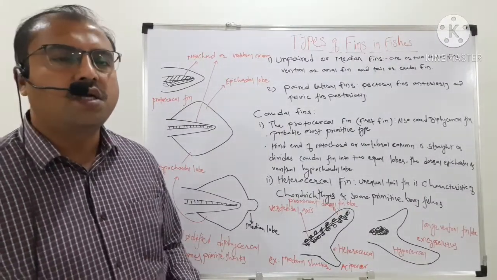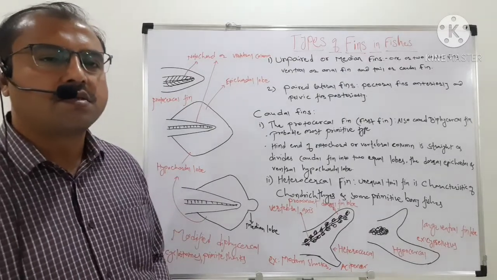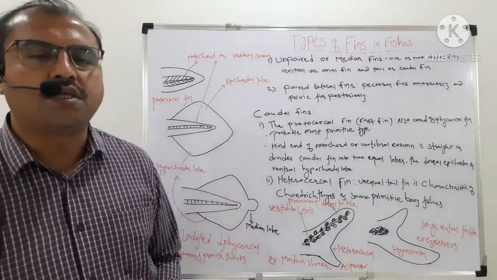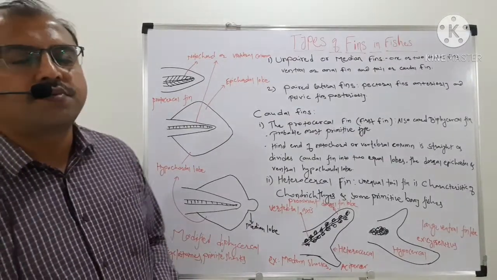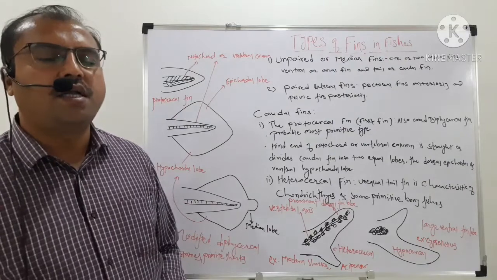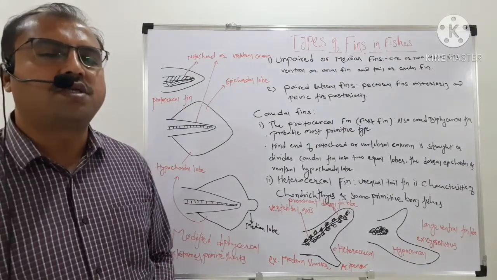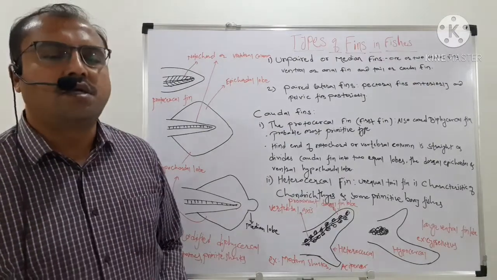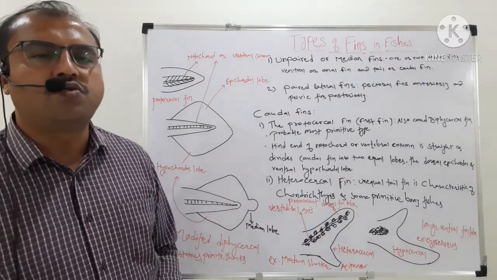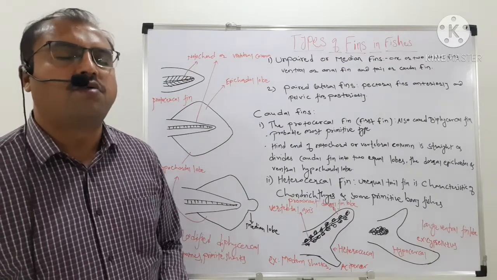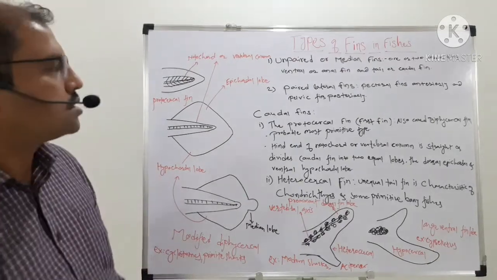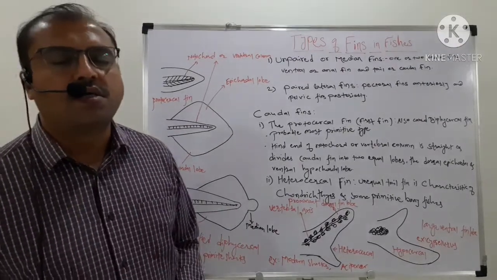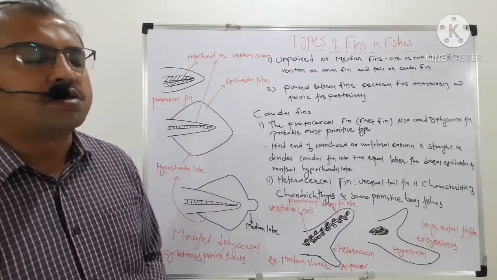Now as evolution carried out in Pisces from the earlier fishes to the highly developed fishes, that is from chondrichthyes, the cartilaginous fishes, to the bony fishes or osteichthyes, there are certain changes which take place in the fins of fishes. So in today's topic we are going to deal with these different types of fins.